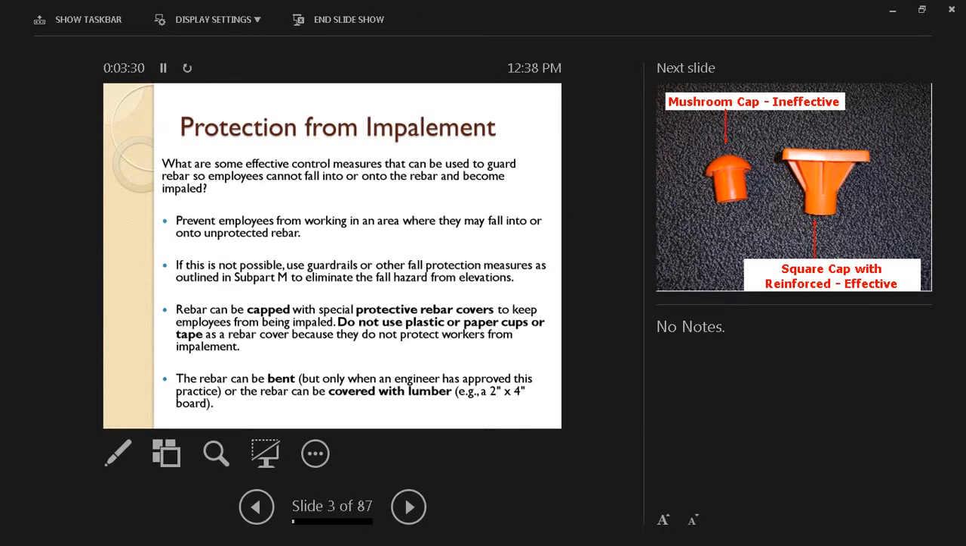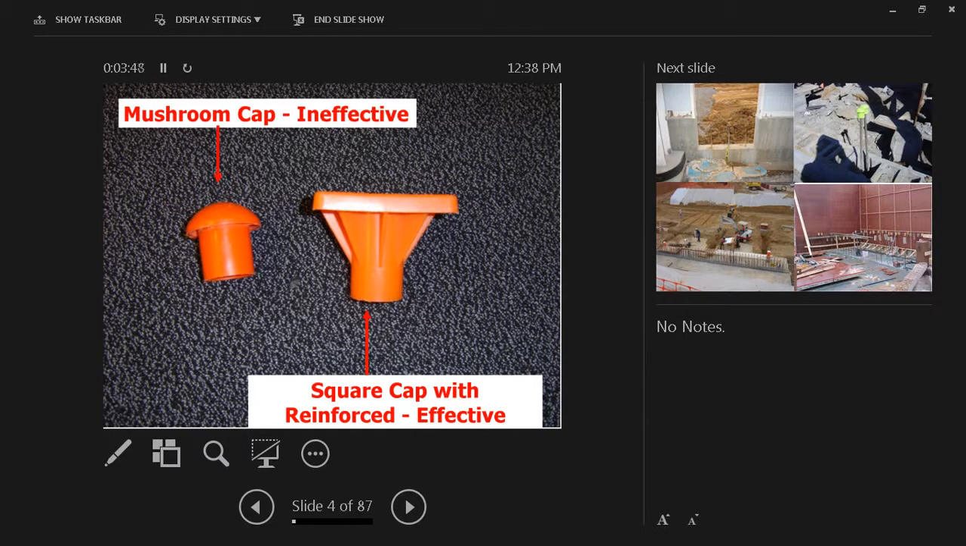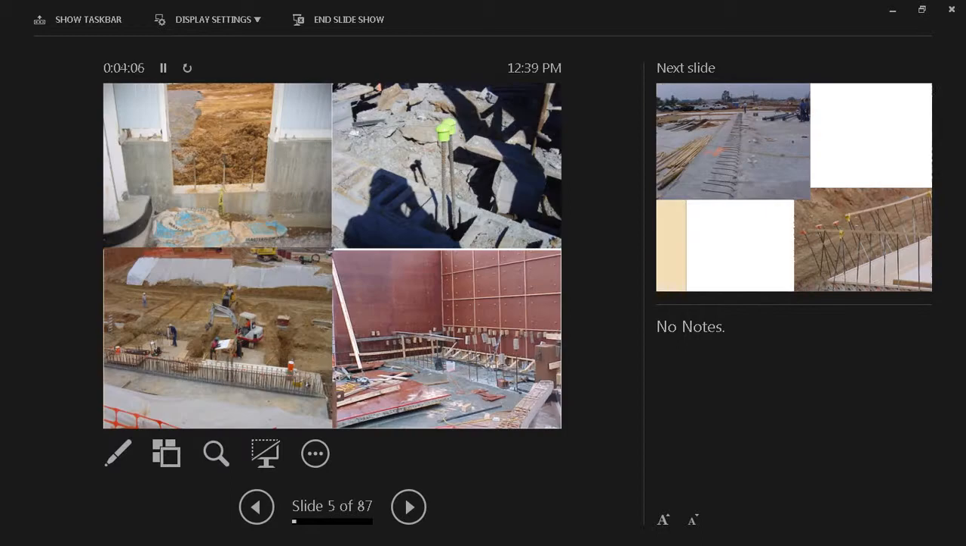The rebar also can be bent, but only when an engineer has approved this practice, or the rebar can be covered with lumber. So if you have multiple bars next to each other, you can extend a 2x4 board, for example, on top of them, and that would prevent the hazard of impalement. Here, as we can see, the mushroom cap, which is the one that shows in this picture, is not allowed because it's ineffective. The square cap with reinforced base at the top is the one that's accepted, and that's the one that's effective. On the next picture, we're going to see examples of that.